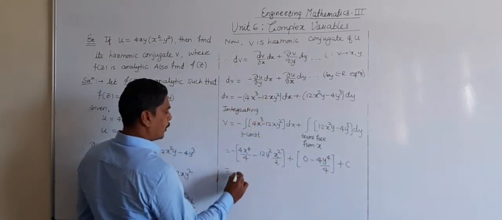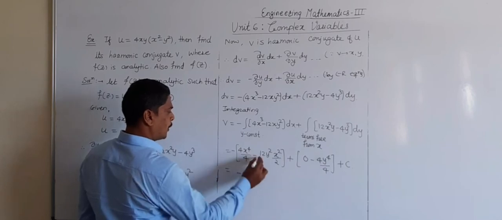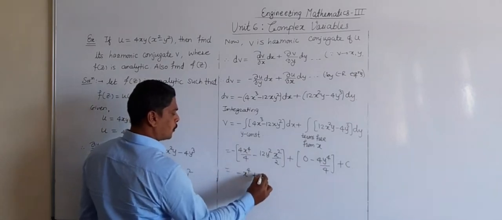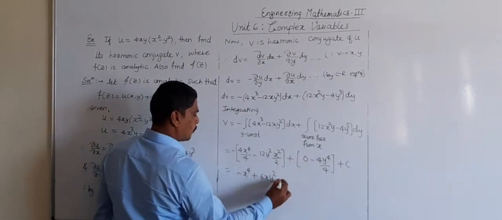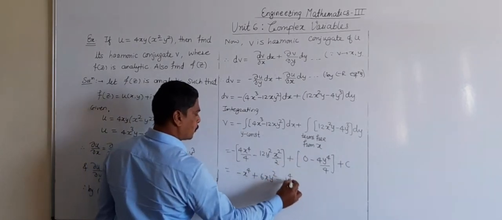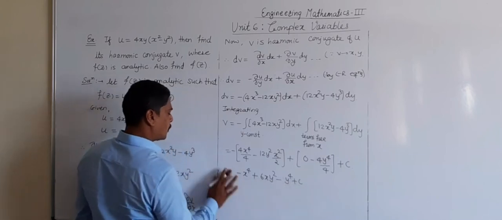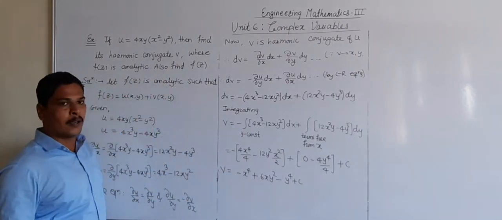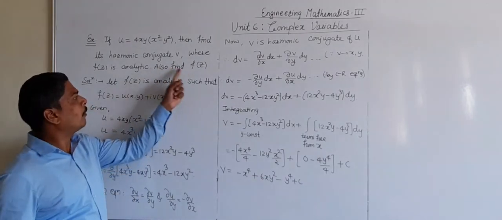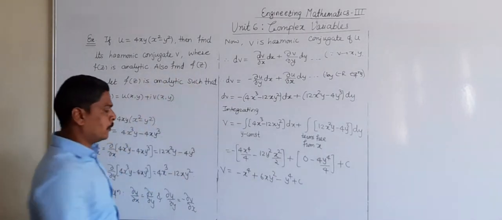So in that way we get minus x raised to 4. This minus into minus becomes plus 6x y square, and this plus into minus is minus y raised to 4 plus c. So this is our function phi as per our requirement. And now also our requirement is to find f of z.